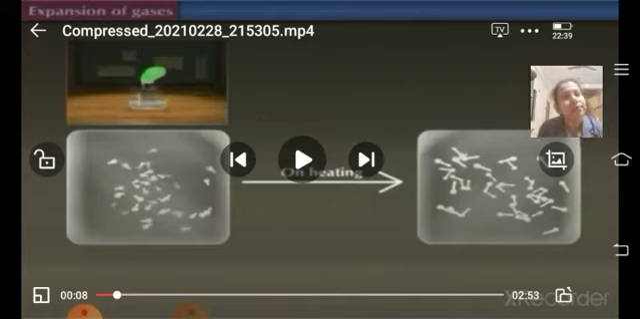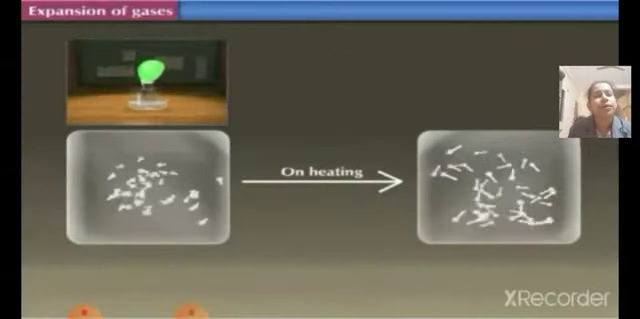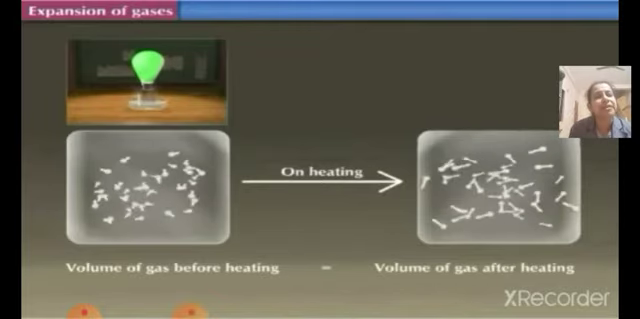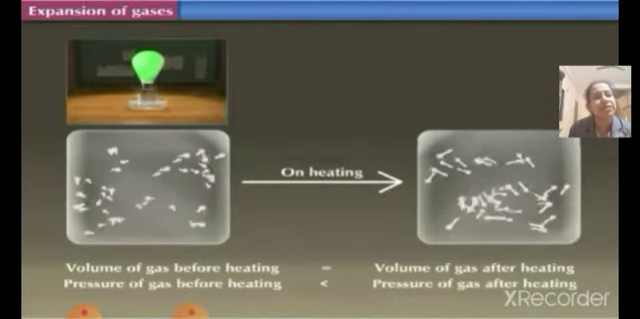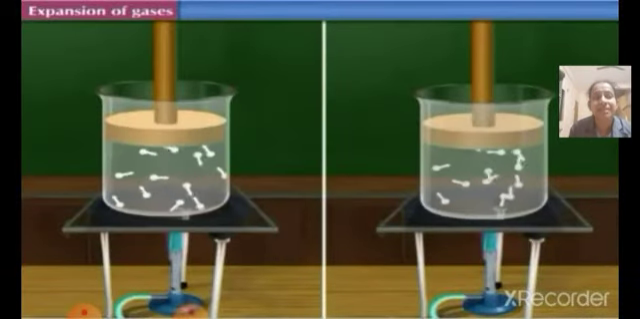But when you give the heat, though its volume or density does not increase, its pressure will start increasing. Why? Because you are continuously heating and there is no way for the gas to move out, and this increases the pressure. So when any gas is kept in a closed container, its volume and density will remain constant, but its pressure will increase when the heat is given. So the volume of the gas before heating is equal to the volume after heating, but the pressure before heating is less than the pressure after heating.